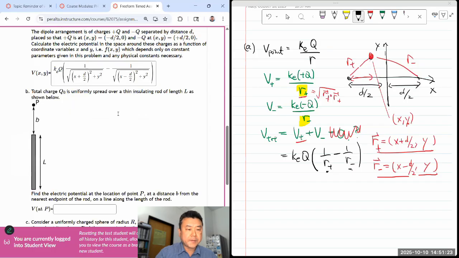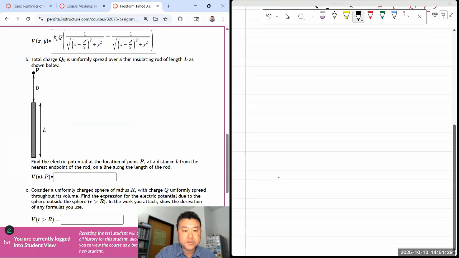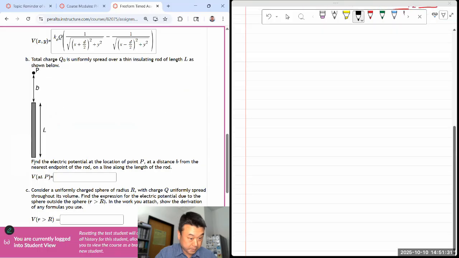Let me move on to part B. I think they are not all that related. Total charge Q naught is uniformly spread over a thin insulating rod of length L as shown below. Find the electric potential at the location of point P at distance b from the nearest end. So here, I don't think this question is all that much simpler than the electric field version. You just have to integrate.